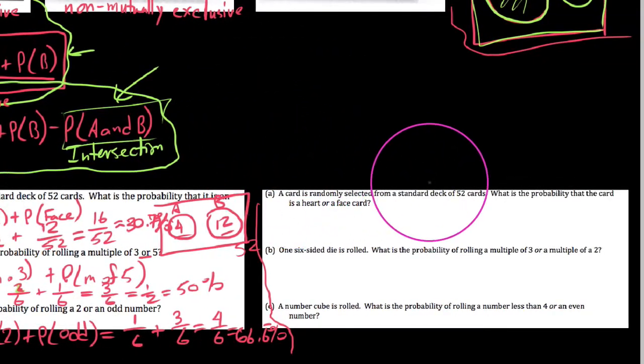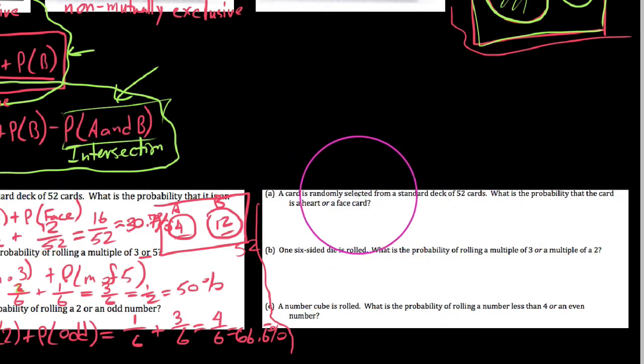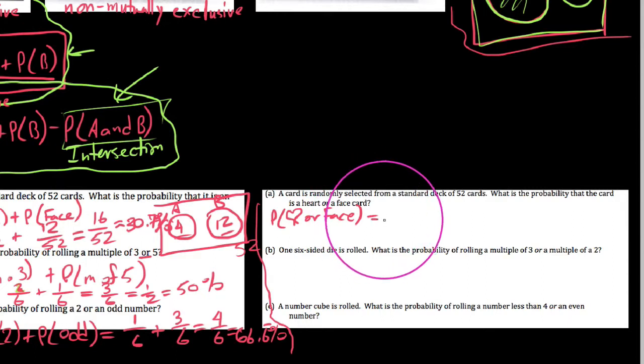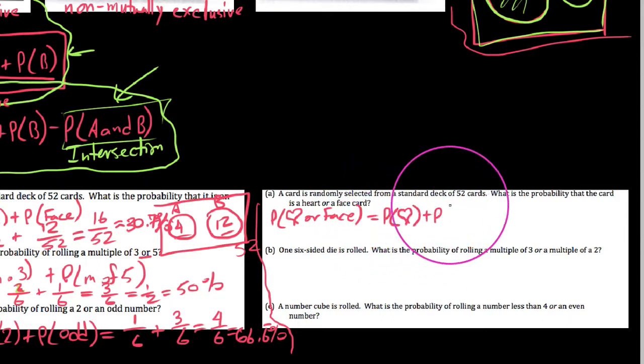So what if they are not mutually exclusive? Well, let's consider what we have here next. A card is randomly selected from a standard deck of 52 cards. What's the probability that it's a heart or a face card? To write this first, we say probability that I get a heart or a face. Now we can get away with just saying this: it'd be the probability of a heart plus the probability of a face card.